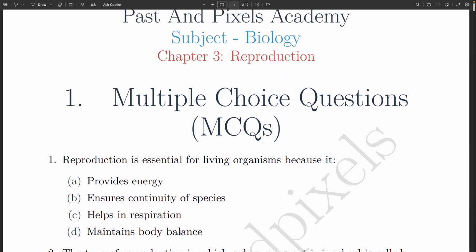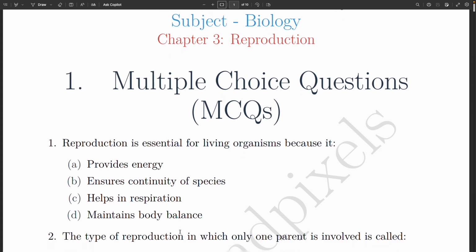So अब हम पहुंच गए अपने biology के chapter number 3, that is reproduction. Okay, so let's get started without wasting any time.